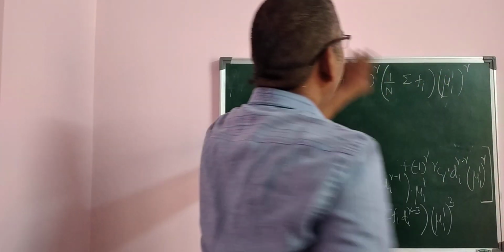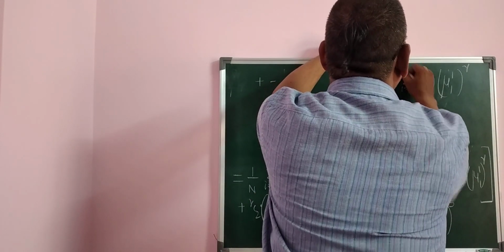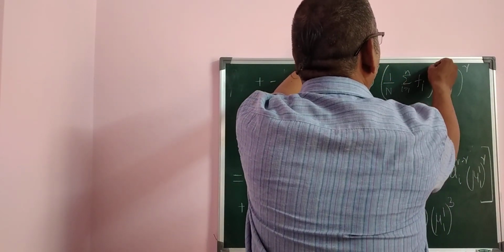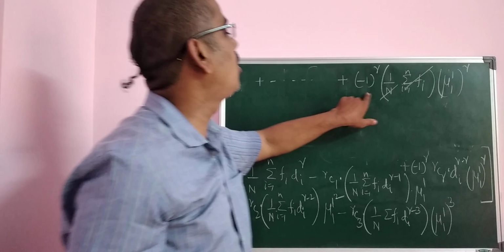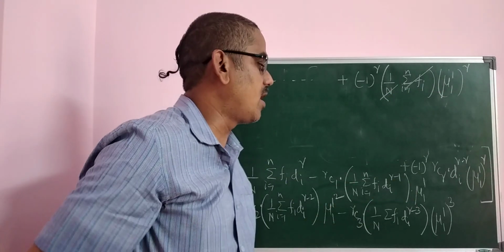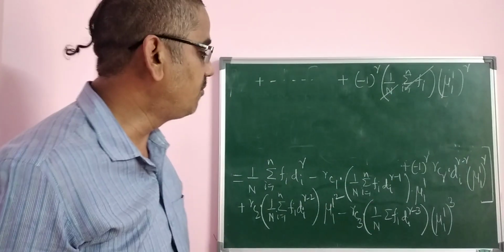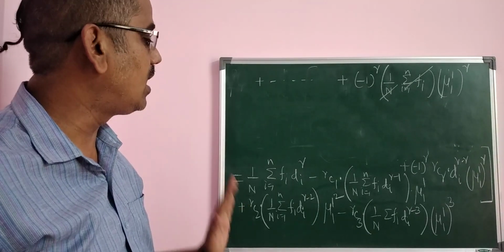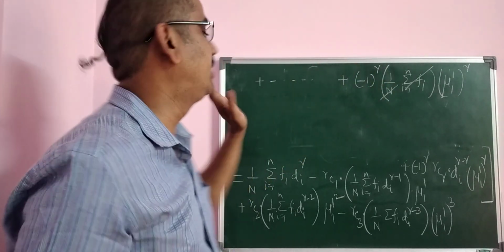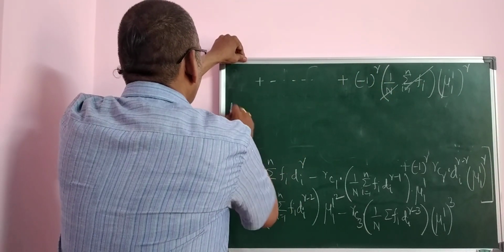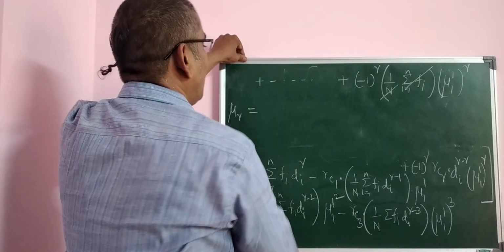So this particular summation f_i, it is capital N, will get cancelled. So this is the last term, minus 1 whole power r into mu1 dash whole power r. So if you take only the last term, minus 1 whole power r into mu1 dash whole power r, leave it. Now come over here, now you use the formula.